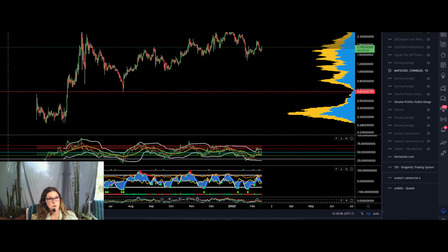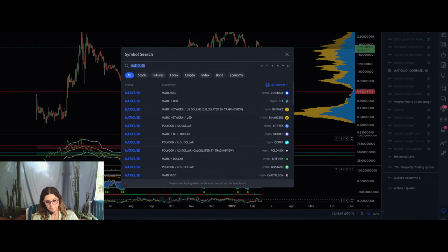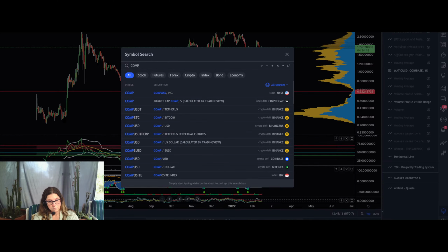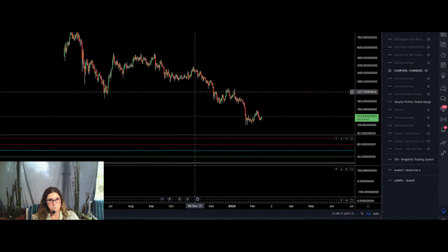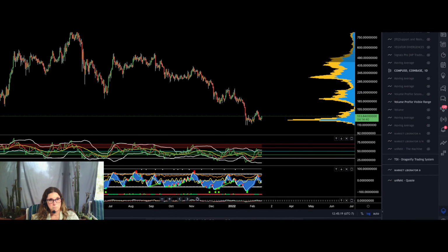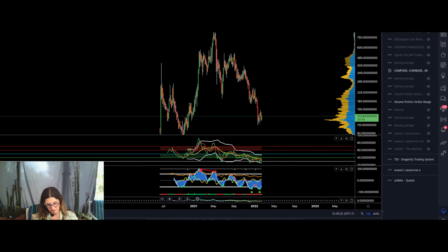The next one is COMP. Let me know in the chat if watching me chart these helped you, like watching me chart it helps you be able to see the patterns of Elliott wave more clearly.